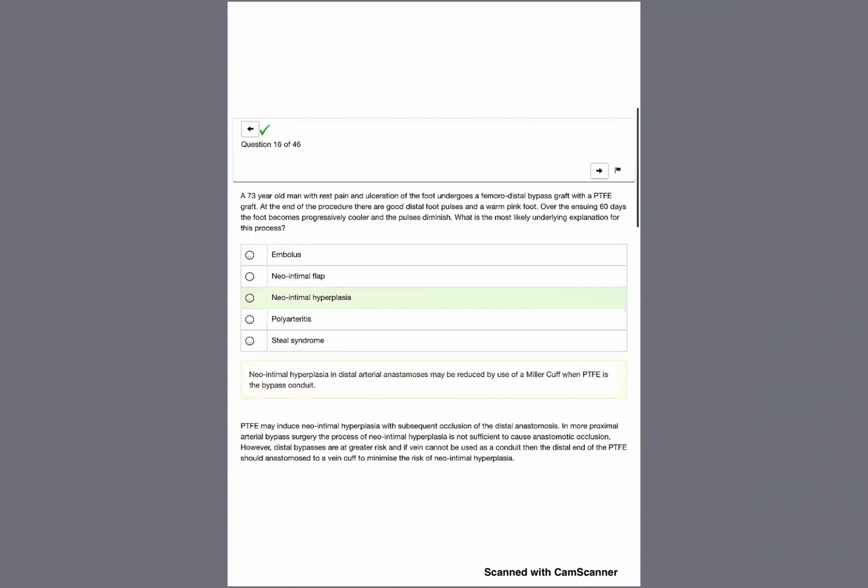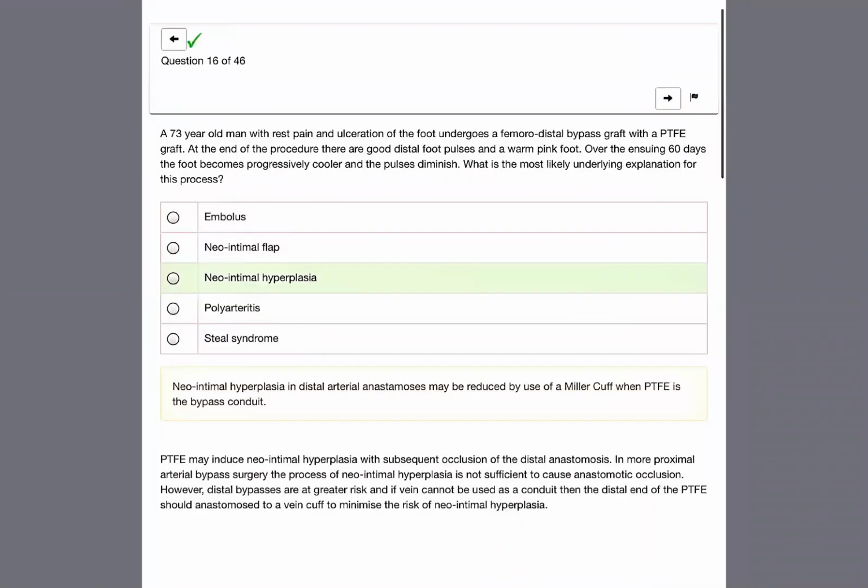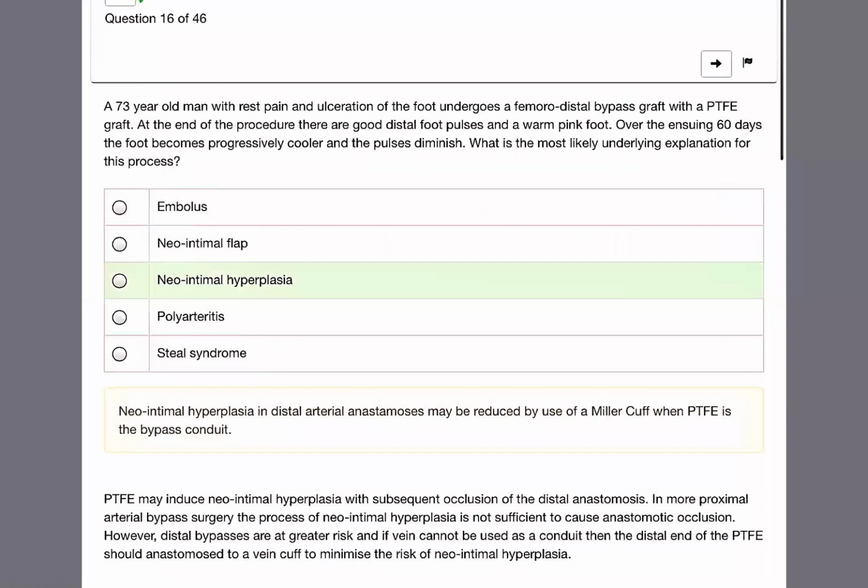By the way, this is a very common question in the exam. New intimal hyperplasia, and you have nothing to confuse it with. A patient went for a femorodistal graft with PTFE followed by occlusion, and what is the cause? It's the new intimal hyperplasia.